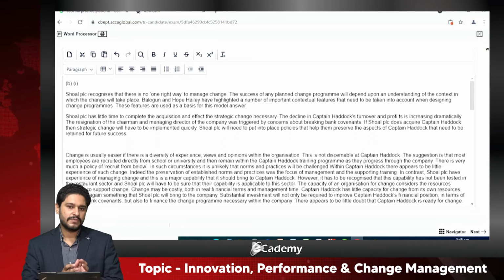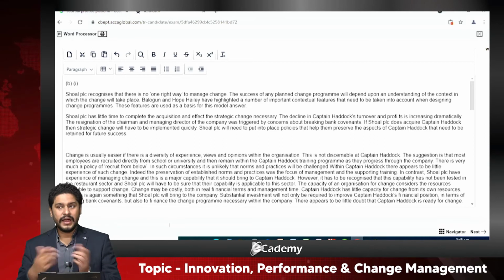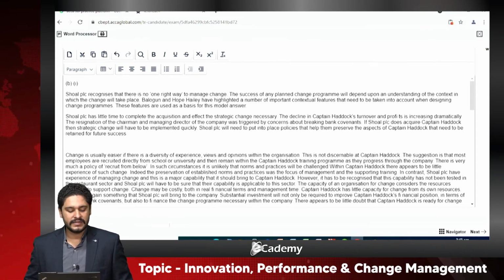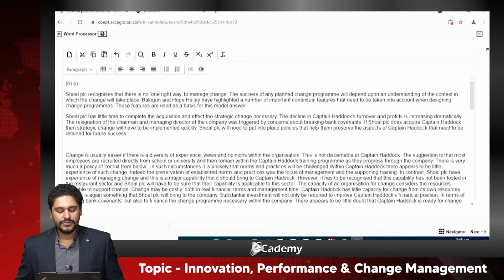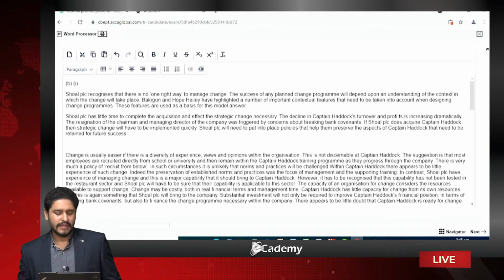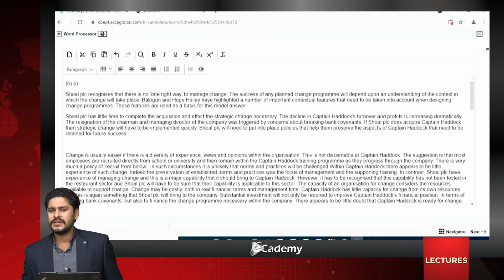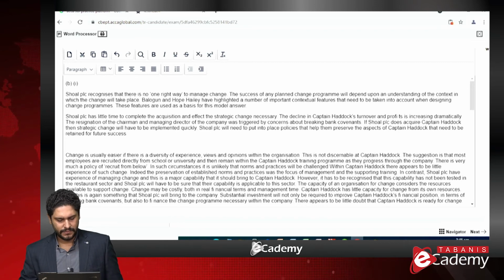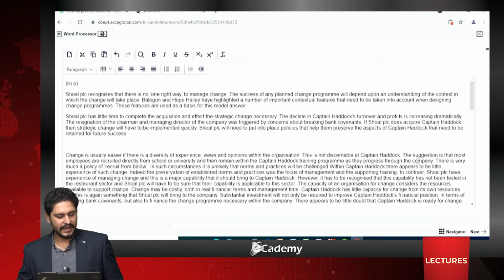So I picked up this model. I identified this model, and obviously it was a very obvious model that needed to be applied. Features that needed to be taken into account when deciding the change program. Those features are used on the basis of the model answer. So I'm using this answer, I'm using these features, but if you can relate to any other specific model that can apply to this question, the examiner says that he will be awarding you marks on that particular model as well.